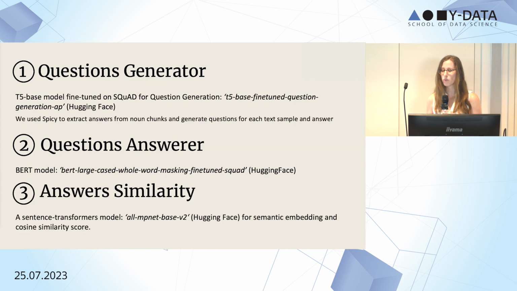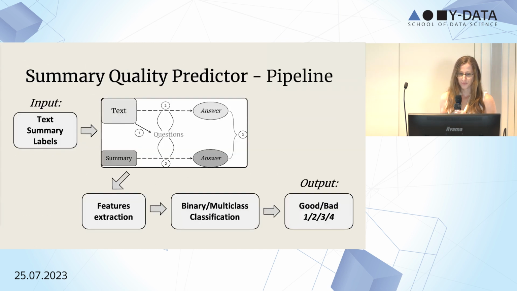And for the third step of comparing between the 2 answers, we used a sentence transformer model that was trained for semantic embedding, and then we calculated a cosine similarity score for the 2 embedded answers. So as Sveta mentioned, a sample in our data set includes a text, a summary, and a label from 1 to 4 that correspond to this good to very bad quality prediction.